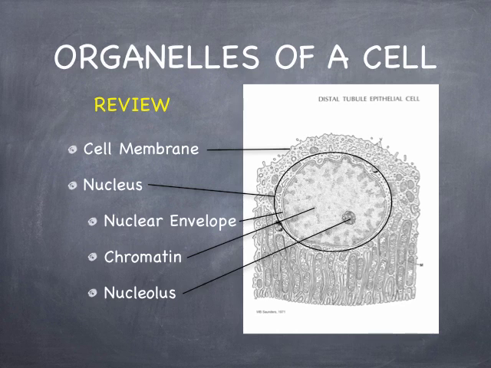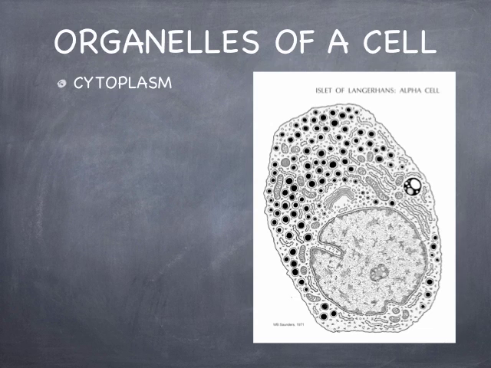And now what we want to do is look at the cytoplasm of the cell. Now notice that cytoplasm is not one of the 12 organelles that you are to learn. Cytoplasm is a general term for everything inside the cell except the nucleus. So all of the other organelles and structures you see inside the cell membrane, except the nucleus, are collectively called the cytoplasm.